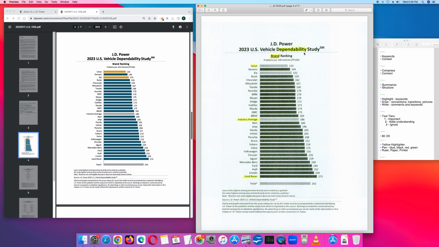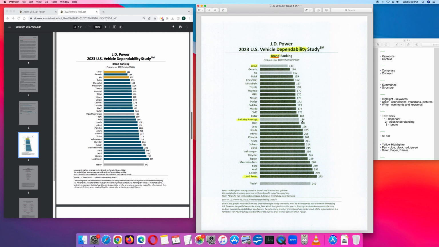This chart's about dependability based on brand. We see here Lexus is number 1. The unit of measurement is problems per 100 vehicles. Lexus is number 1. They're the best, and the lowest, 133. At the bottom is Land Rover. They're the worst at 273. They have the most problems per 100 vehicles. Their cars have the most problems. And this is over 3 years. The industry average is 186.